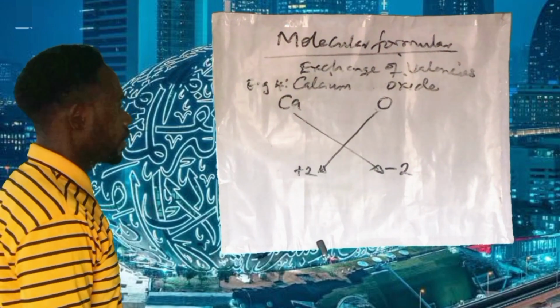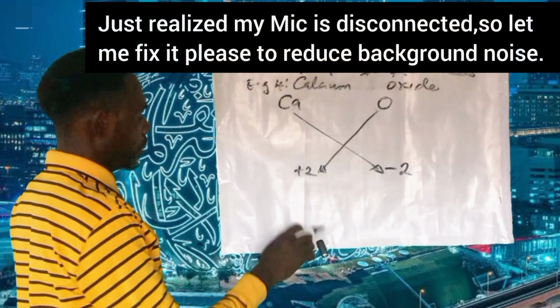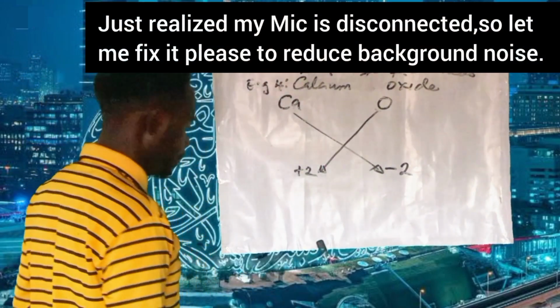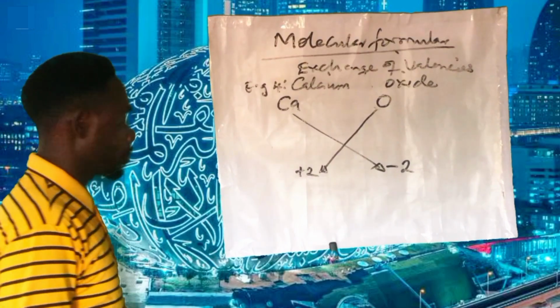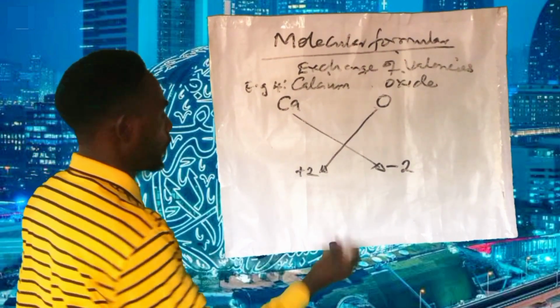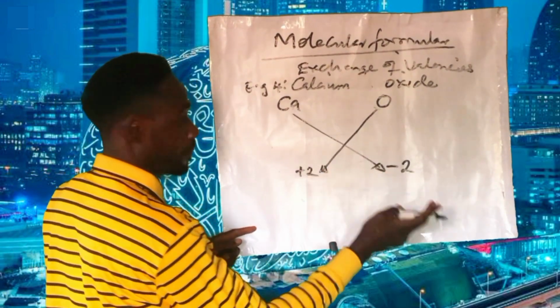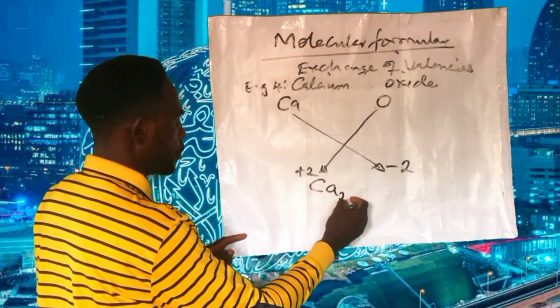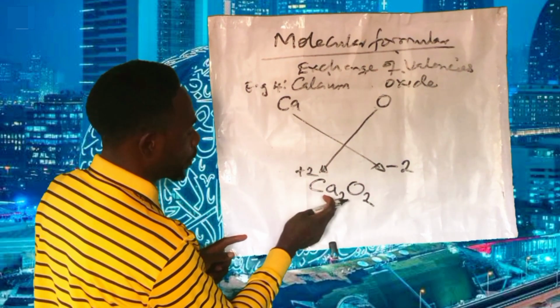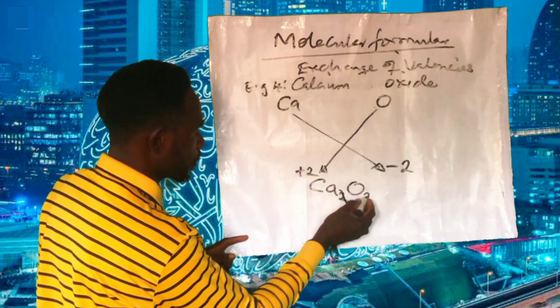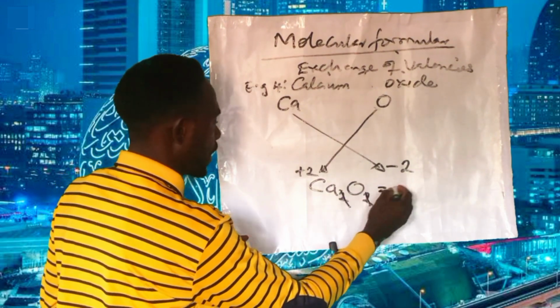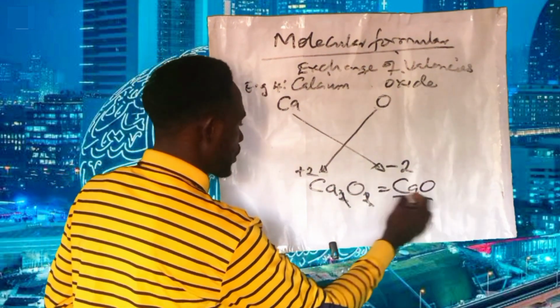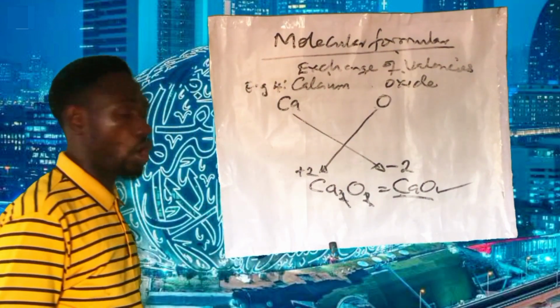Now, over here, what will happen? For you to write calcium oxide, here we have 2 and 2 with different signs. Remember, I told you to write them without the sign. So we have Ca2O2. But because they are equal, you cancel out, so that we are left with CaO. This is the formula for calcium oxide.